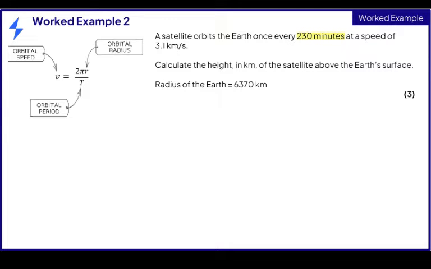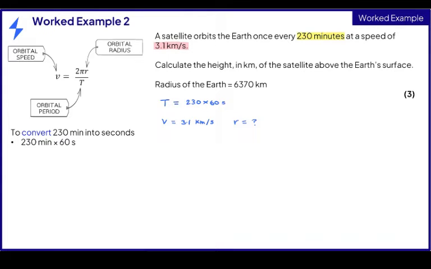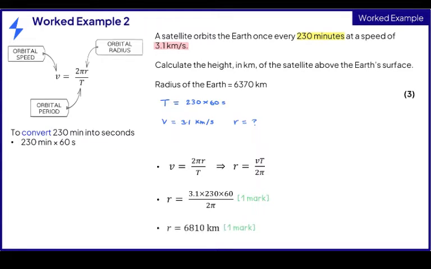The orbital period of the satellite is 230 minutes. To convert this into seconds, we must multiply this by 60. The orbital speed is 3.1 kilometers per second, so we need to work out the orbital radius first. Rearranging for the radius gives us v times t over 2 pi. Our first mark is for substituting the values into this equation, giving us an orbital radius of 6,810 kilometers.